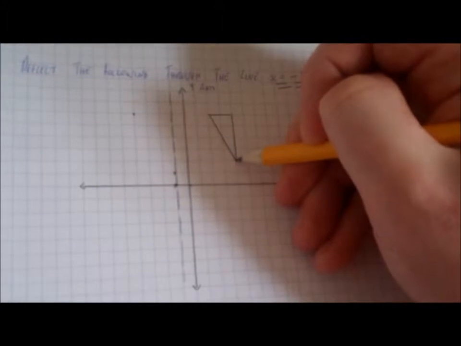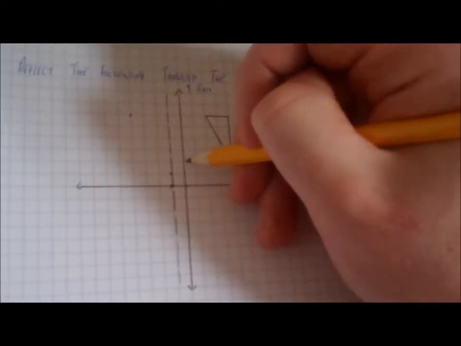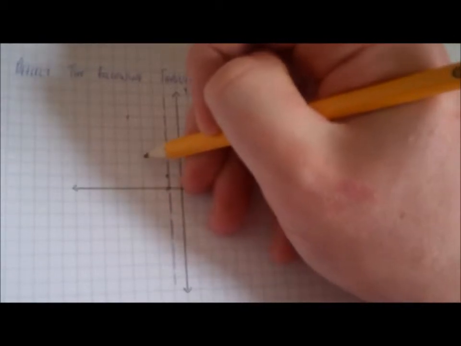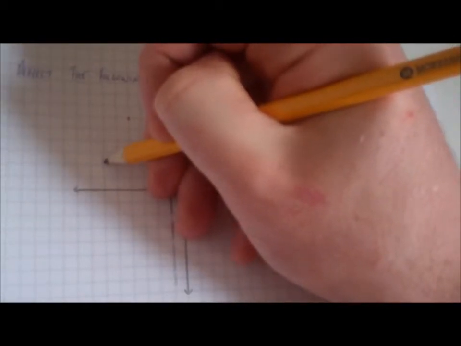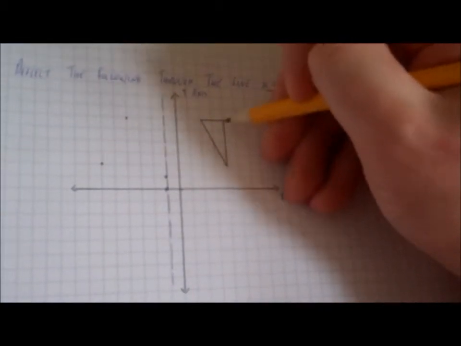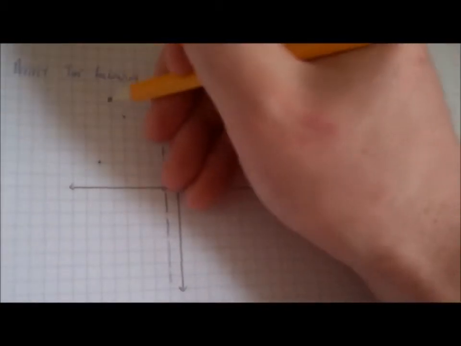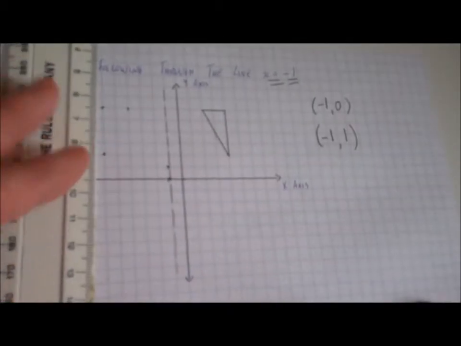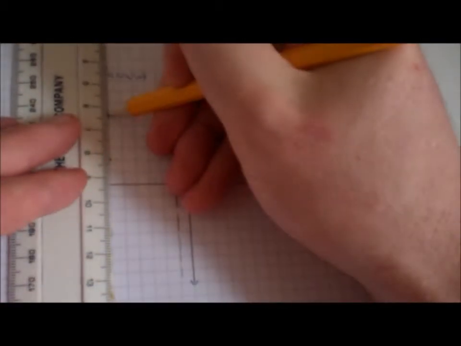I'm just going to choose this point down here. It's 1, 2, 3, 4, 5 boxes. So I got 5 boxes on the other side. 1, 2, 3, 4, 5. I know that this third point is in line with the last point that I've just reflected. So that is just there. So all I simply do now is I join those 3 points together.